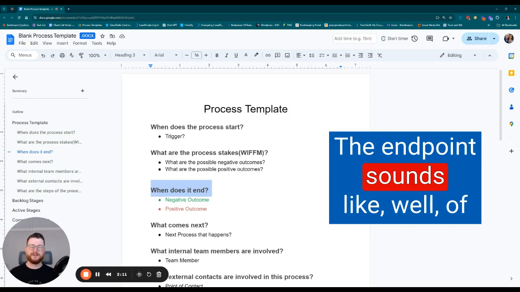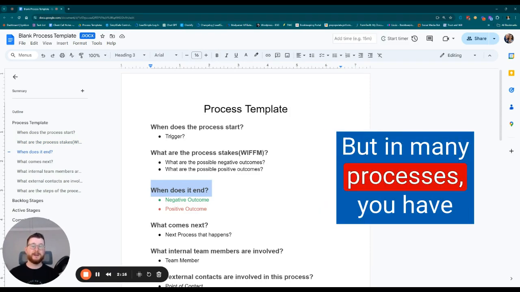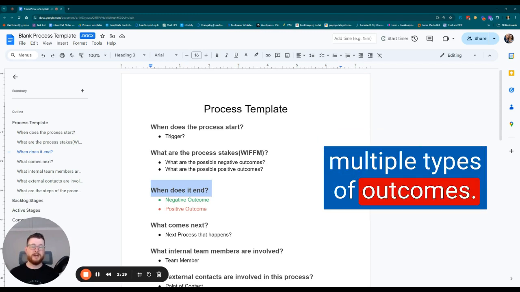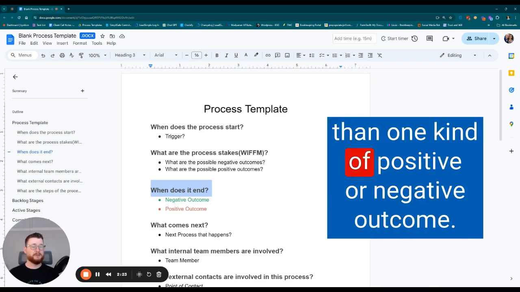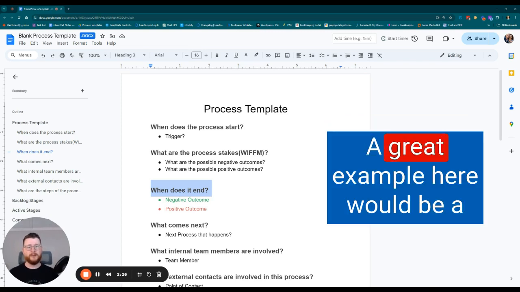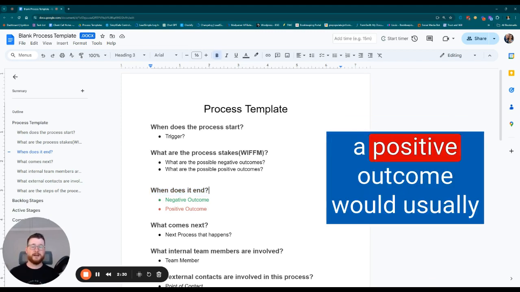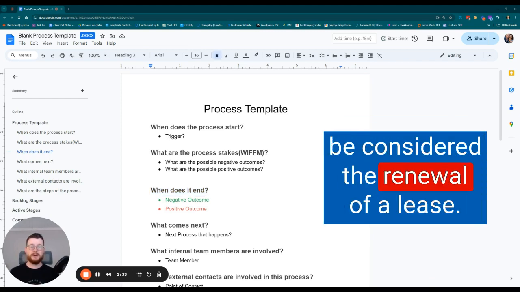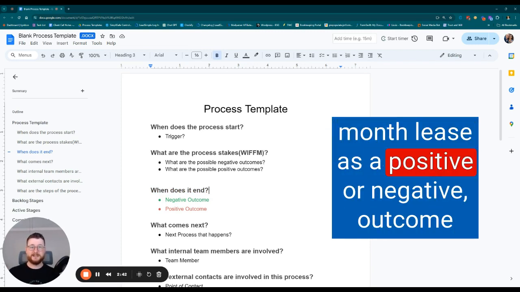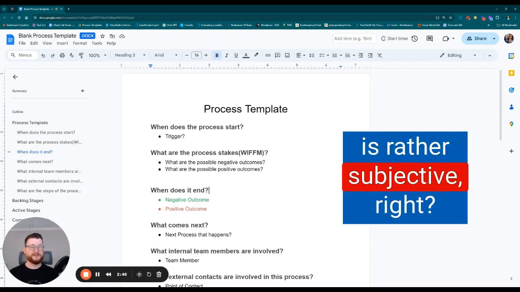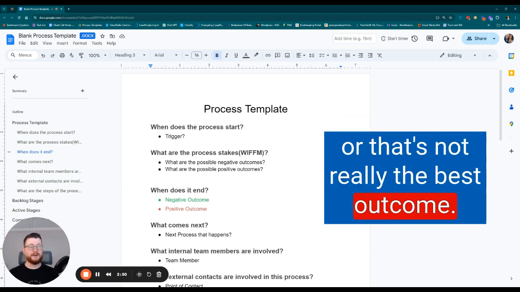Now, another important part of this process is defining when it ends. The endpoint sounds like, well, of course, it ends when we're finished. But in many processes, you have multiple types of outcomes. You have positive outcomes, you have negative outcomes, and you may have more than one kind of positive or negative outcome. A great example here would be a lease renewal process. In the lease renewal process, a positive outcome would usually be considered the renewal of a lease. However, whether you consider a month-to-month lease as a positive or negative outcome is rather subjective, right? You get to decide whether that is something you are happy about or it's not really the best outcome.